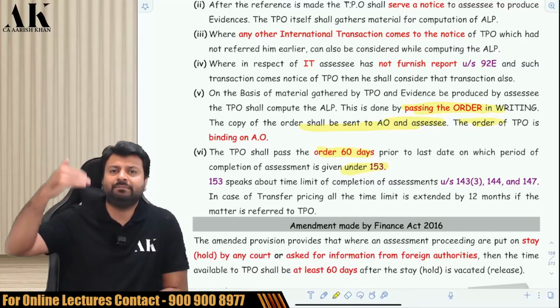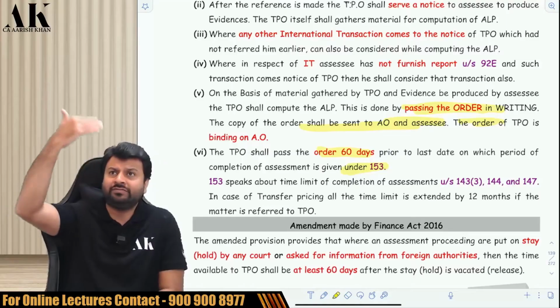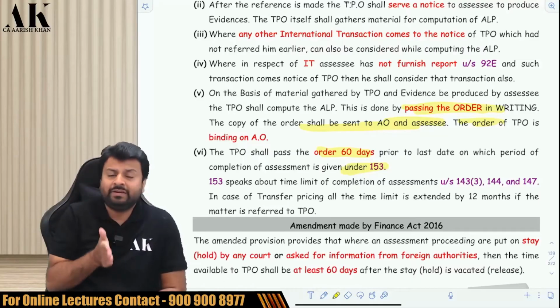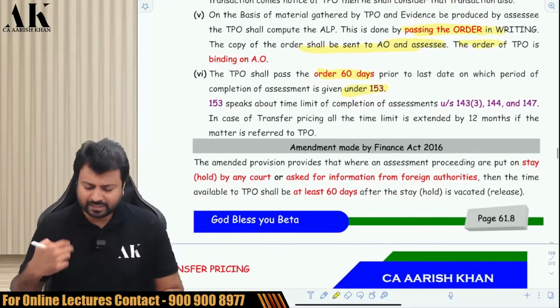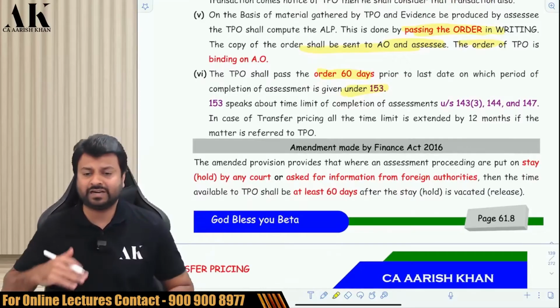Suppose the assessment is completing on 31st of December 2024. So he will pass his order at least 60 days prior to that particular date, that is by 1st of November 2024. Okay. Now, in some cases, the transfer pricing officer will get some extra time also.